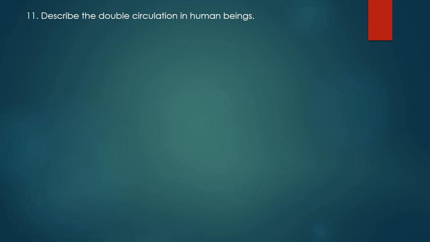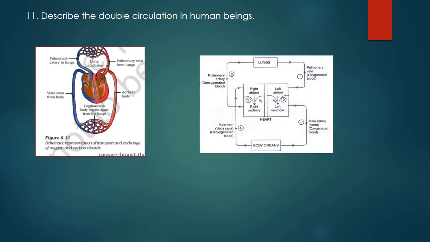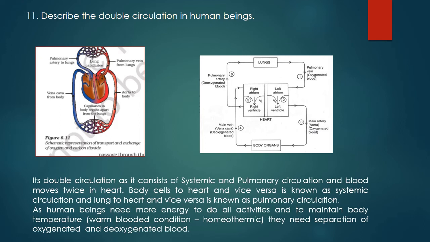It's very important. Either this with arrows: pulmonary artery to lung, pulmonary vein from lungs, vena cava from body, or aorta to body, or the schematic one. Now the write up: it's double circulation as it consists of systemic and pulmonary circulation, and blood moves twice in the heart. Body cells to heart and vice versa is known as systemic circulation, and lung to heart and vice versa is called pulmonary circulation. Now change the paragraph.